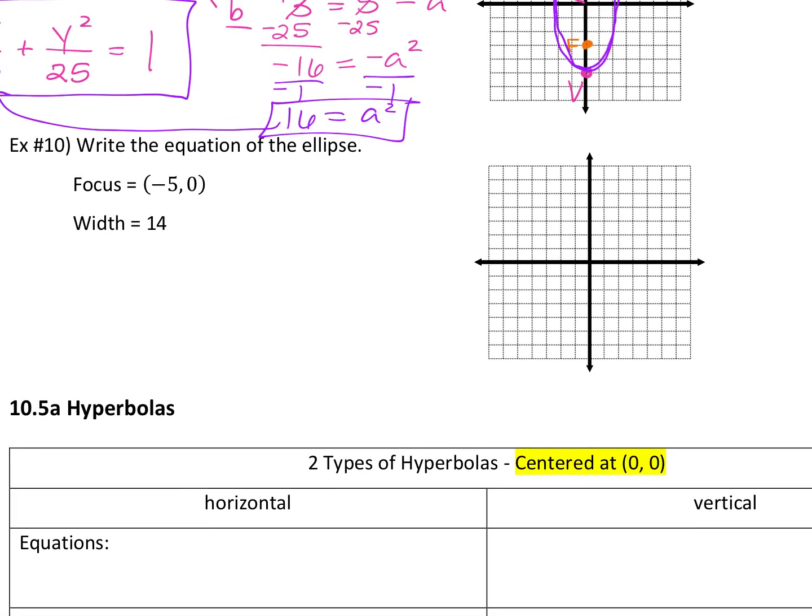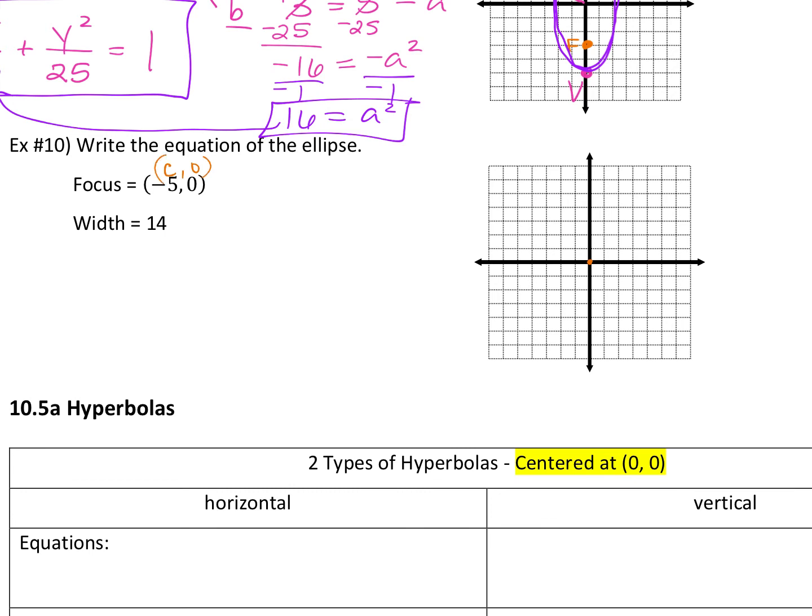Okay, so this one, they give you the focus, and they give you the width. So here's the thing. We know we're centered at 0, 0, right? This is going to be our center, because that's everything that we've done. Maybe I shouldn't put a C there. I don't want to confuse that for the value of C. Our C value always comes from the focus. So our C value, right, this is C0.